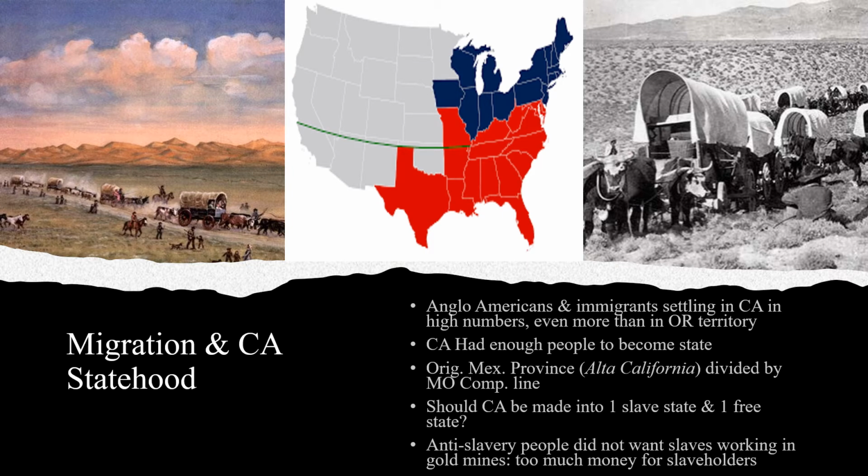The influx of miners and other migrants to California made the question of its statehood more urgent. Should California enter as a slave state or a free state? Alta California, the former Mexican province, was bisected by the Missouri Compromise line. So maybe California should have been divided into a slave state in the South and a free state in the North. The California territorial government held a meeting in 1849 and voted to enter the Union as a free state, violating the Missouri Compromise line, to the anger of pro-slavery forces in the U.S. government.